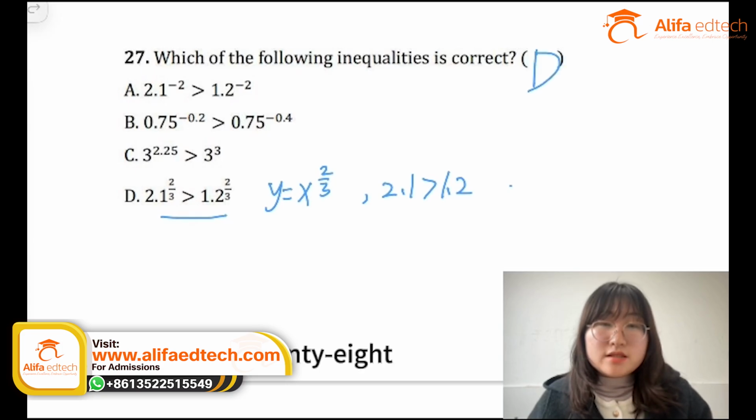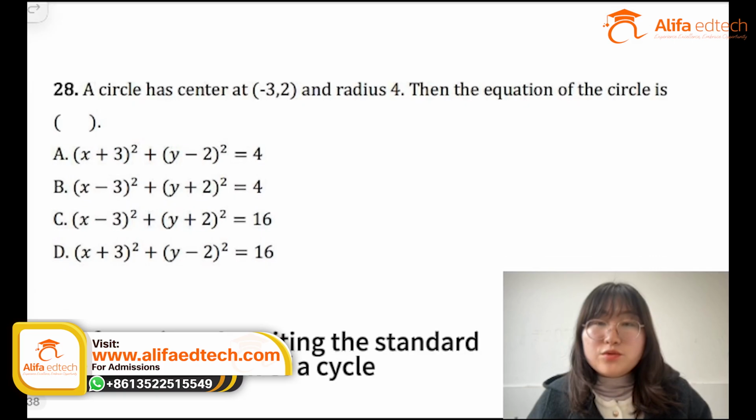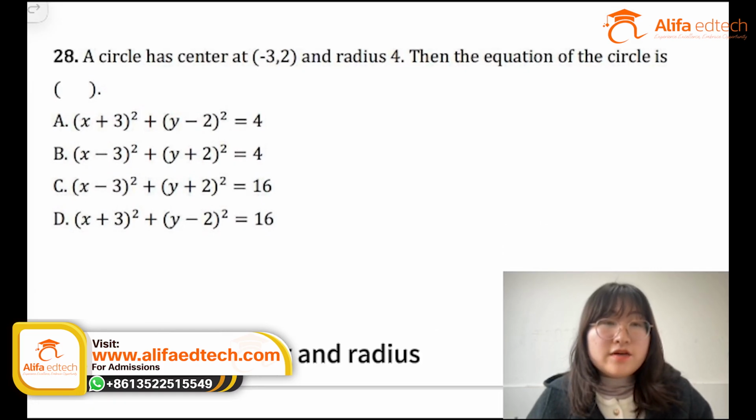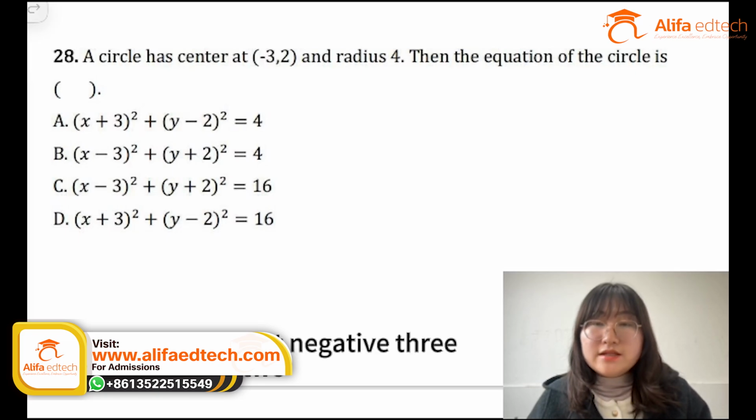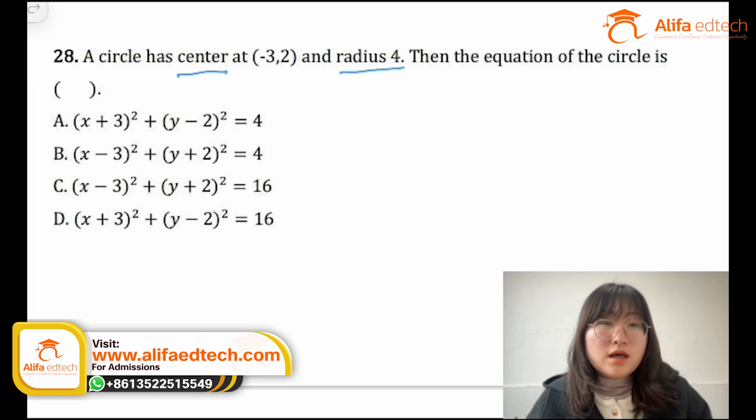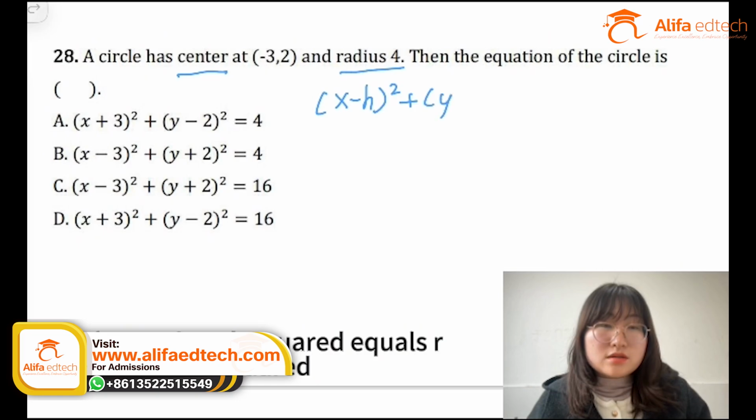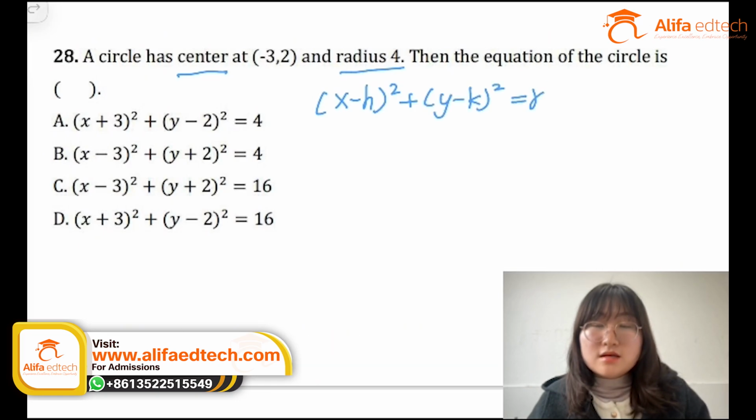Question 28. The focus here is writing the standard equation of a circle, given its center and radius. We have a center at -3, 2, and a radius of 4. Let's recall the standard formula. x minus h squared plus y minus k squared equals r squared, where h and k are the center coordinates.